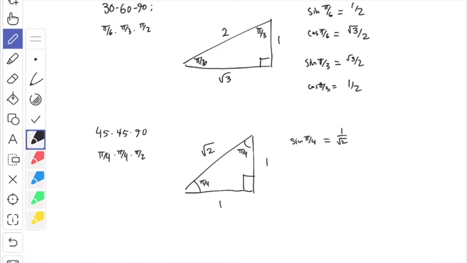Some insane people insist on writing root 2 over 2. If you want to do that, that's fine. To me, that obscures where this comes from. If you write it as root 2 over 2, then it no longer makes sense as the opposite over the hypotenuse. But whatever. I'm always going to write 1 over root 2. And then cosine pi over 4 is also 1 over root 2, also known as root 2 over 2.